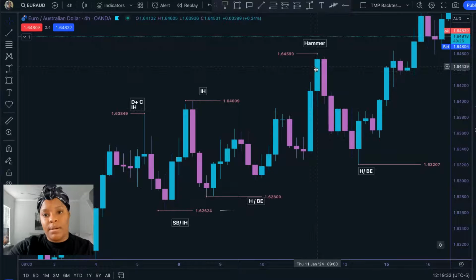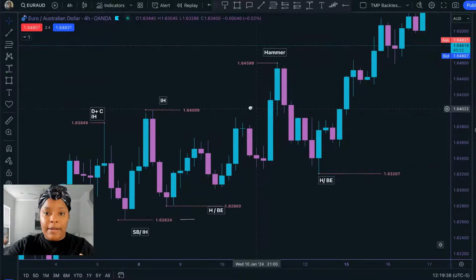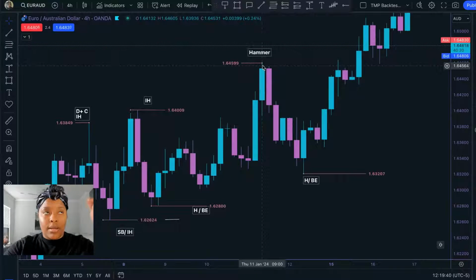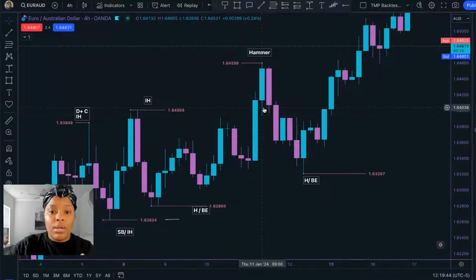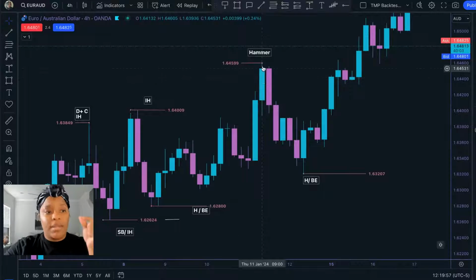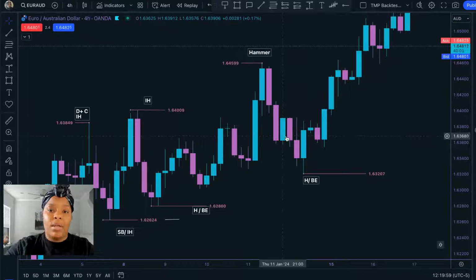We have a beautiful hammer. Why is this a hammer? Because if we look at it, the wick at the top is shorter. The one on the bottom is longer. The candlestick body is towards the top. It had a lot of buyers in this day. That's why that candlestick is so big. The body is big. It had a lot of volume and buying pressure in this day. The buyers really wanted price to go up. Sellers pushed it right back down. We're still in an uptrend though.